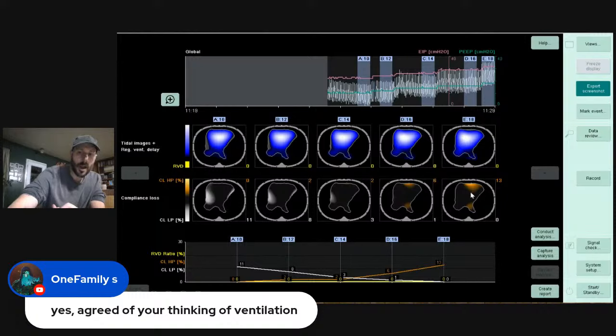Keep in mind that recruitment maneuvers are risky. Sometimes you're going to have to apply pressure and your readings initially may be orange, but you have to make a decision: am I going to push through that threshold? Once it reaches that critical point, it opens up, and the orange will not be there anymore. So again, this is a monitor, and you have to use your clinical judgment.